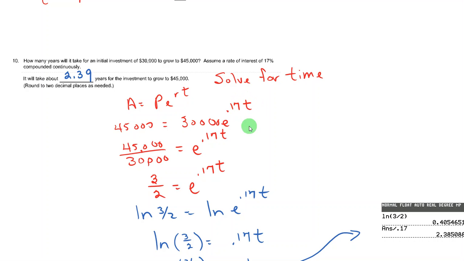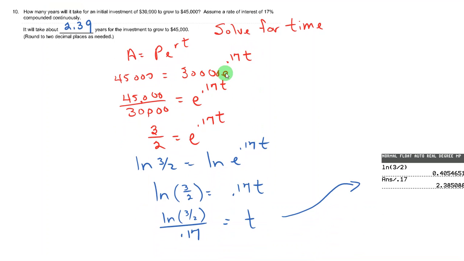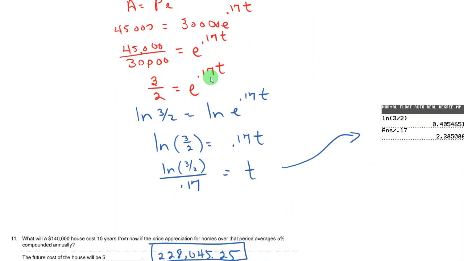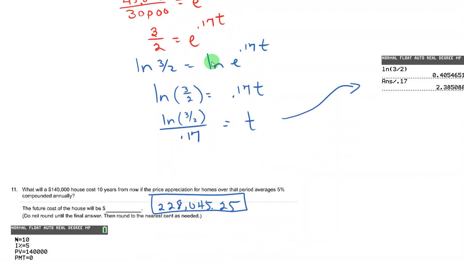All right. So remember, when we solve these, you isolate. So the 30,000 gets divided over here. That reduces to 3/2. Then you're going to take 3/2 equals e to the 0.17t. Take the natural log of both sides. And remember, our rule says ln of e to anything leaves the anything. So now I have 0.17t equals ln of 3/2. t is equal to this.